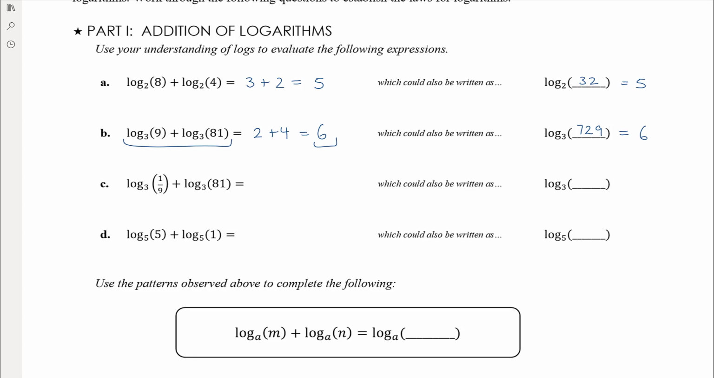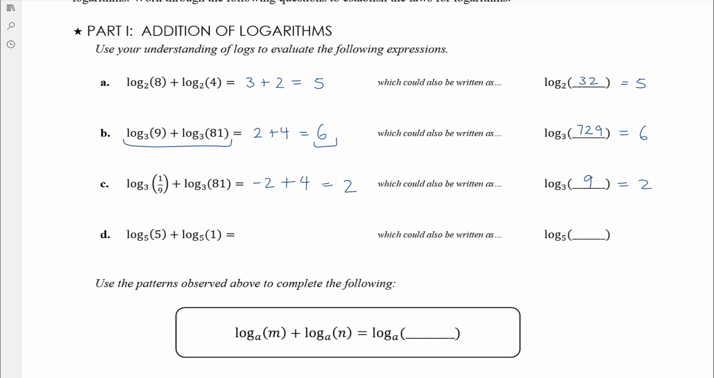Log base 3 of 1/9 plus log base 3 of 81. So log base 3 of 1/9, so 1/9 is 3 to the negative 2, so that equals negative 2. And log base 3 of 81, we had that in the previous question, that's equal to 4, and so here we get 2. So again, let's think about writing that as one log equal to 2. So log base 3 of what is equal to 2? Well, that's 9.